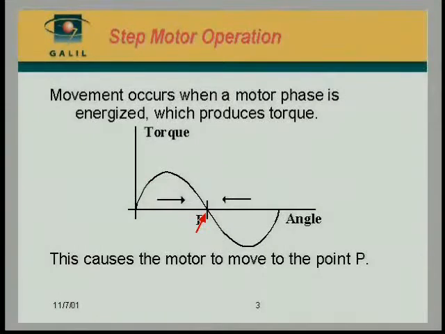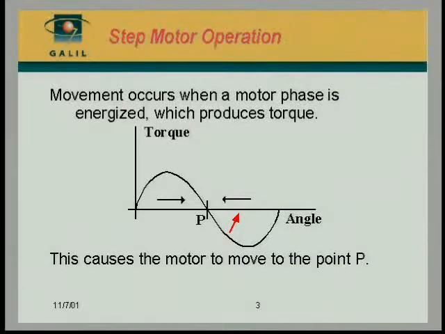And why is that? Because if you happen to be to the left of it, the torque is positive and would move the motor to the right. If you happen to be ahead of it, the torque would be negative, would take it backward. In either direction, you would end up at the position P. This stopping point is also known as the equilibrium point, and that's how step motors force the shaft to move to a particular location.